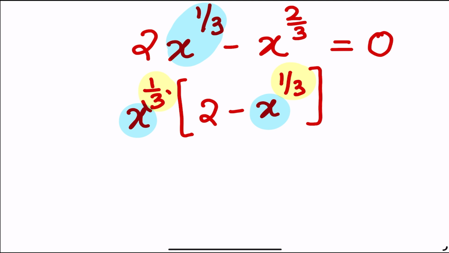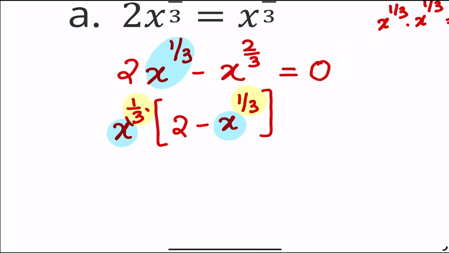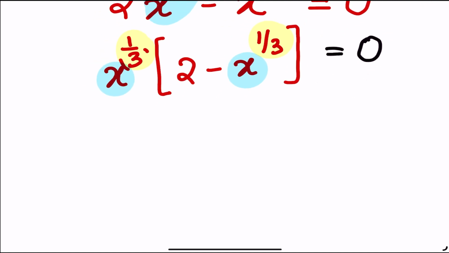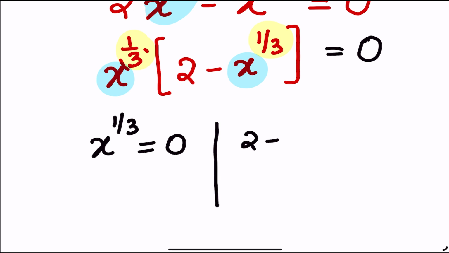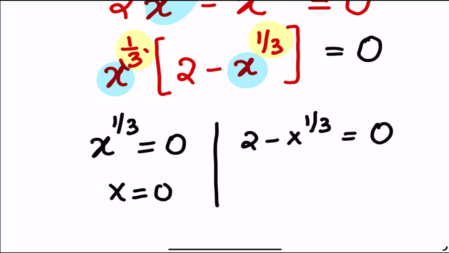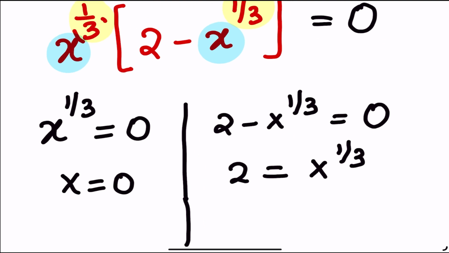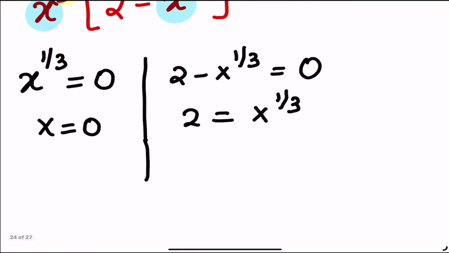Let me go back here. So we are here, and I forgot to put equal to 0. Once that's done, I use the property of zeros. x to the power 1/3 is equal to 0, and 2 minus x to the power 1/3 is equal to 0. From the left-hand side, I get x is equal to 0. And 2 is equal to x to the power 1/3.